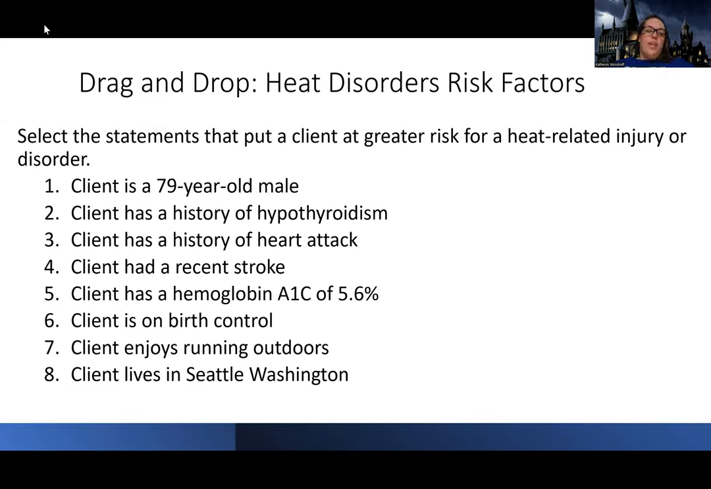So Seattle, Washington is not a greater risk, because it's usually a cooler climate. They don't have very big heat like they would in other areas. It's more towards the north, and they tend to stay a little bit cooler.